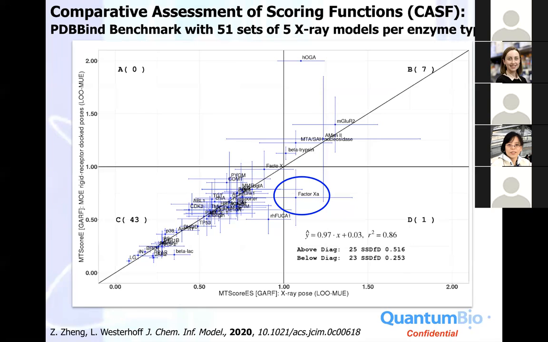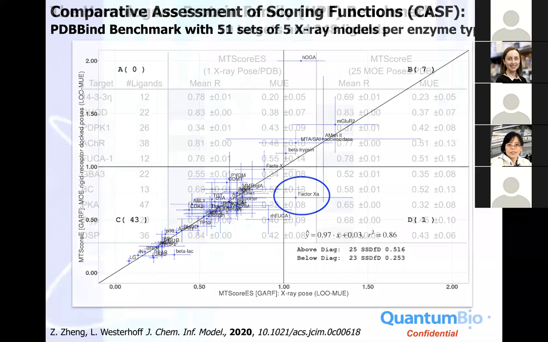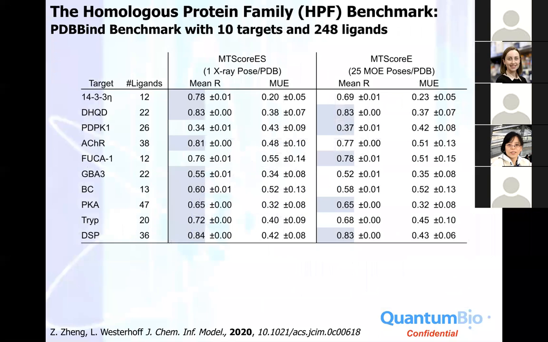Now, of course, everybody was likely saying, well, that's great. You did this with 51 sets, but there were only 5 X-ray models per enzyme. What happens when we look at something that may be a little larger? In this case, we did 10 targets with 248 ligands. And you can see again that for the most part, most of them were above 0.5, of course, 0.78, 0.83, and so on and so forth.